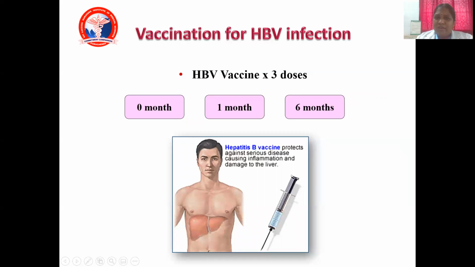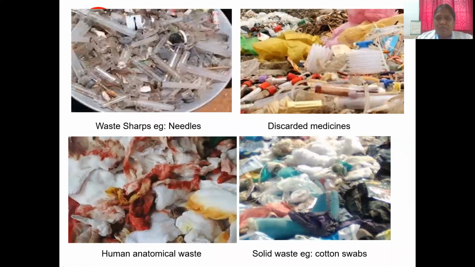So we discussed vaccination, right? This vaccination is 3 doses for hepatitis B infection. It can be given at 0, 1, and 6 months. Definitely each healthcare worker should be vaccinated with all these 3 doses.